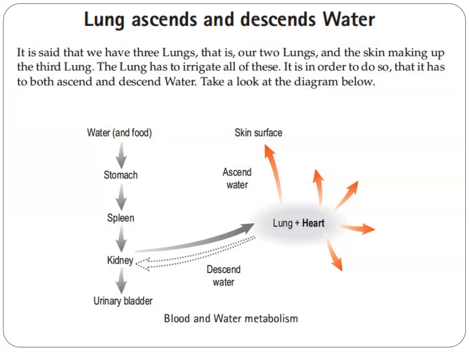The metal element, the concept. Lung ascends and descends water. It is said that we have 3 lungs, that is, our 2 lungs and the skin making up the 3rd lung. The lung has to irrigate all of this. It is in order to do so that it has to both ascend and descend water.